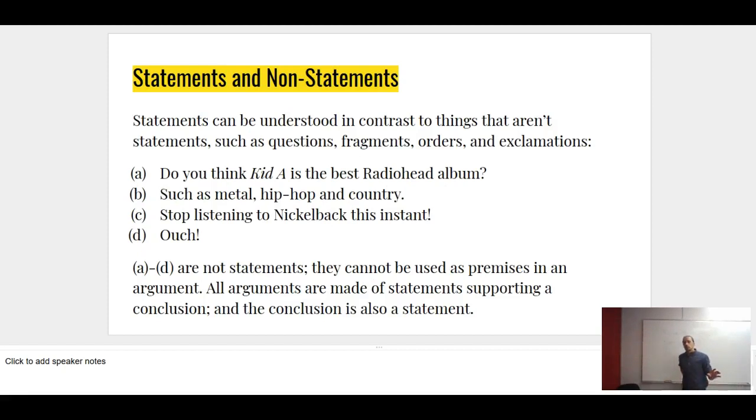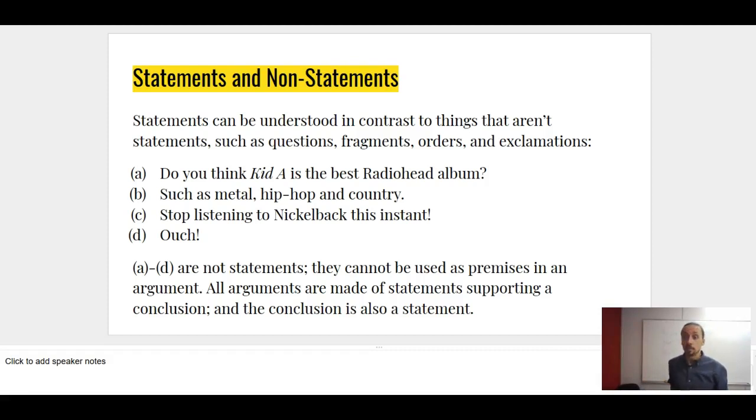So the contrast here, I think, is really useful to try and understand the difference. Do you think Kid A is the best Radiohead album? That is not a statement. A fragment, such as metal, hip-hop, country, well, that doesn't make a full statement. An order, stop listening to Nickelback this instant. Ouch! None of these things are statements capable of having a truth value. They can't be used as premises in an argument, and they're not something that I can say, I disagree with you. Ouch, I disagree with that ouch.